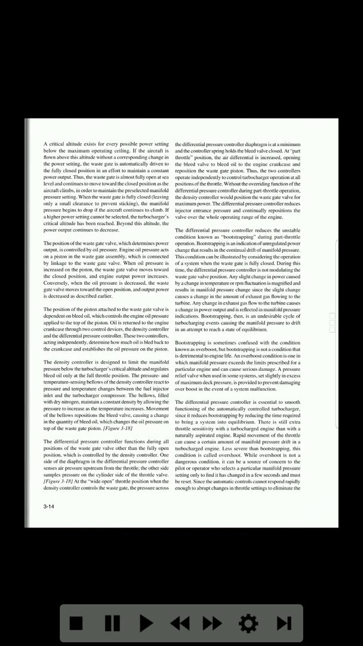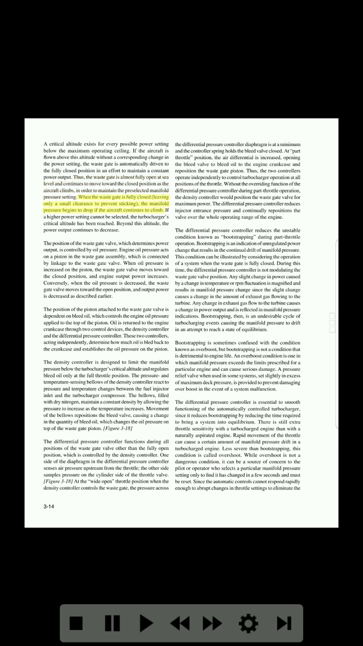3-13. A critical altitude exists for every possible power setting below the maximum operating ceiling. If the aircraft is flown above this altitude without a corresponding change in the power setting, the wastegate is automatically driven to the fully closed position in an effort to maintain a constant power output. Thus, the wastegate is almost fully open at sea level, and continues to move toward the closed position as the aircraft climbs, in order to maintain the pre-selected manifold pressure setting.